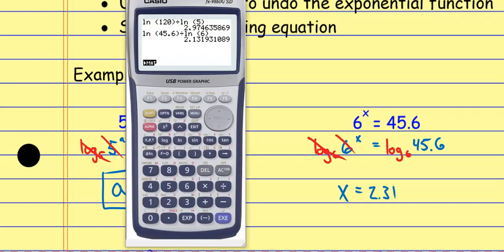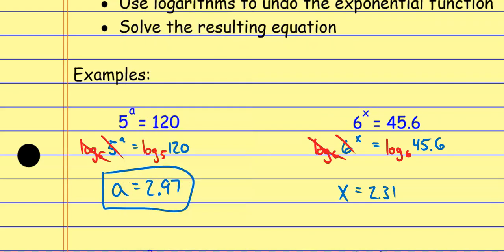Sorry, 2.13, sorry. It was so long ago, I couldn't remember. Okay? But again, it makes sense when you think about it, because 6 to the second power is 36. 6 to the third power is 216, so I must have a value that's closer to 2 than I have to 3 in order to get a 45.6. So make sure you think about it in context. It should make sense. Okay?